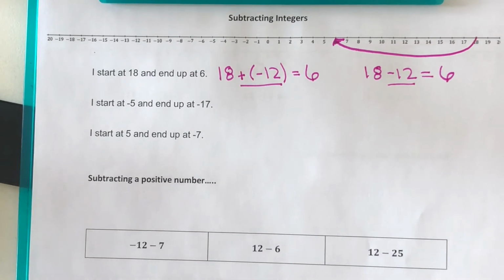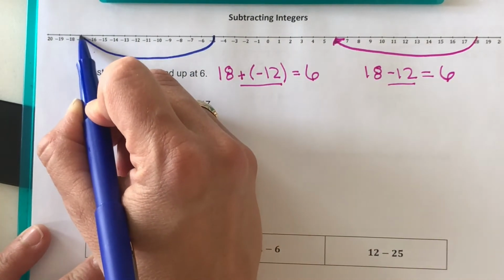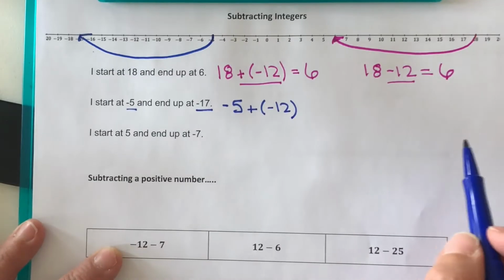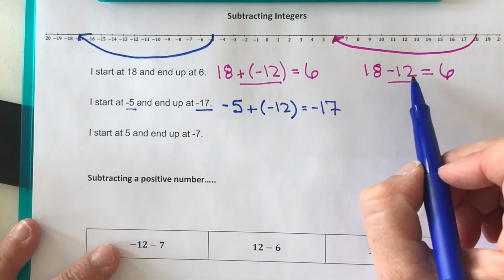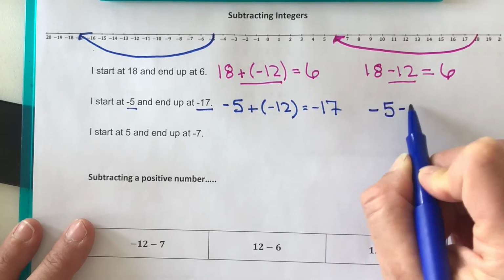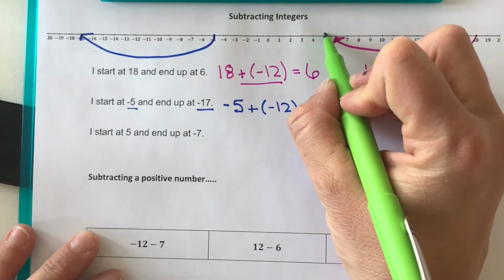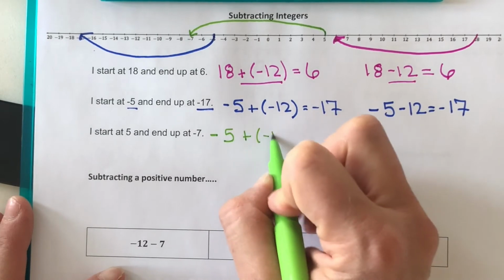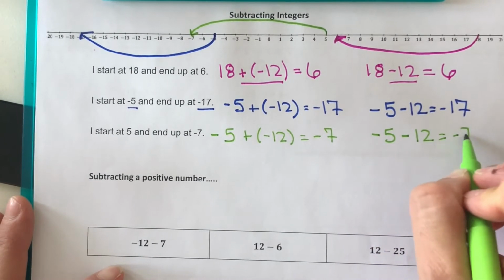So let's look at what happens if I start at negative 5 and end up at negative 17. Here I am at negative 5, and if I want to end up at negative 17, what I would have to add to that negative 5 would be negative 12, because that's what moves me 12 places to the left. And that's negative 17. However, as we noticed up here, the other operation that has the result of moving 12 places to the left on the number line is subtraction. So I could also write this as negative 5 minus 12 equals negative 17. And finally, if I start at 5 and I end up at negative 7, that's also 12 places, so that's plus negative 12, or alternatively, 5 minus 12 equals negative 7.